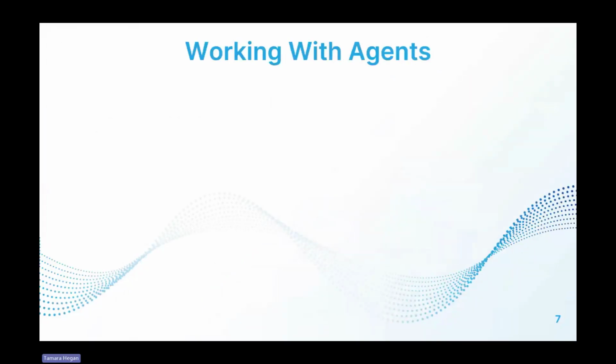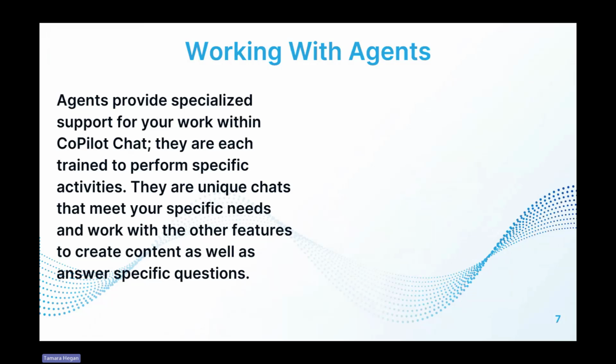So when we work with agents, agents provide specialized support for your work within Copilot Chat. They have a few default agents that we'll talk about in a little bit, but they perform specific types of activities. A researcher agent is going to go out and look for multiple sources to research a topic and produce a document for you, or an output based on that. Whereas an analyst agent is going to be looking to analyze the data that you've provided and pull out trends or threads or give you more information.